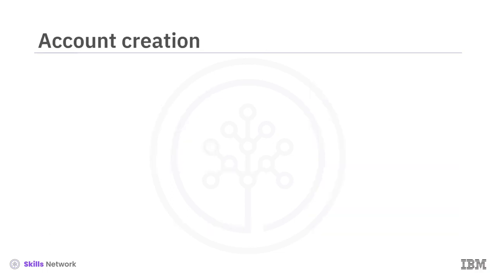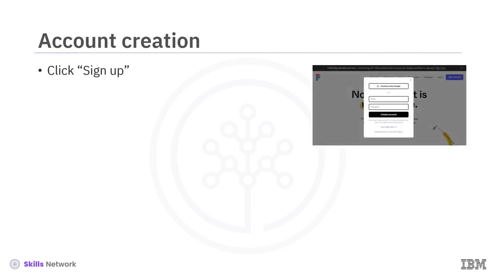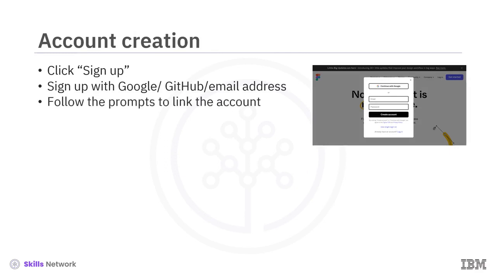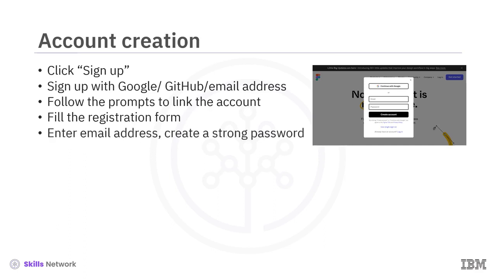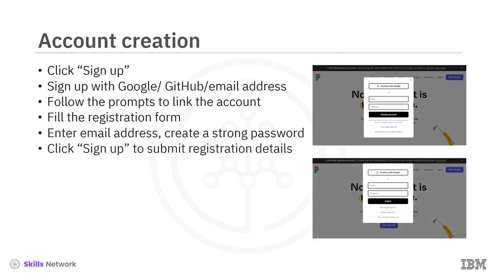Here are the sign up and account creation steps in detail. There are two options for signing up. Use a Google or GitHub account or an email address. To sign up with a Google or GitHub account, click the corresponding button and follow the prompts to link your account. To sign up with an email address, fill out the registration form. Enter your first and last name, email address, and create a strong password. Then, click Sign Up to submit the registration details.